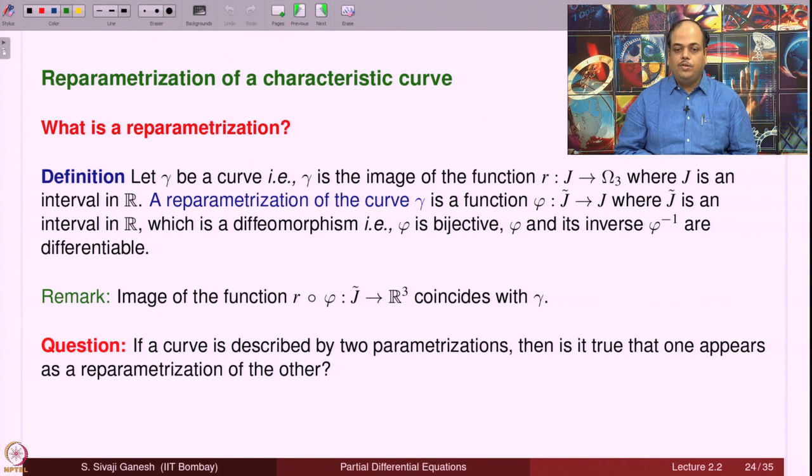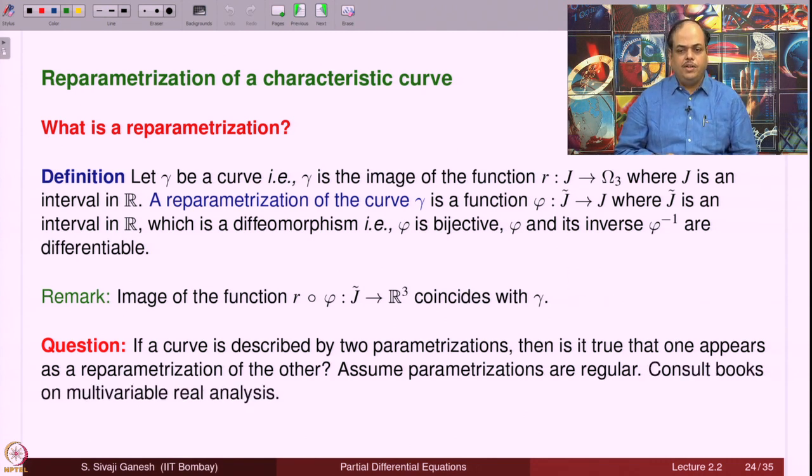Now, if a curve is described by 2 parameterizations, is it true that one appears as a reparameterization of the other? In other words, you are given r from j to omega 3 and r tilde from j tilde to omega 3, such that the images are the same. Now, the question is, is there a function phi from j tilde to j which is a diffeomorphism? The answer is almost true, but you have to assume some more properties about the parameterization being regular. So, you can once again look up books of do Carmo or Millman and Parker on differential geometry. But our question is not about this.